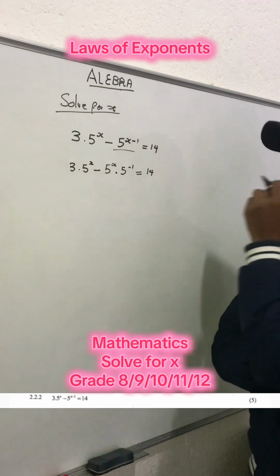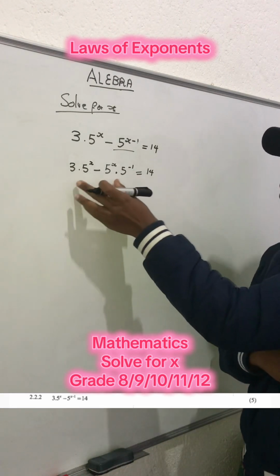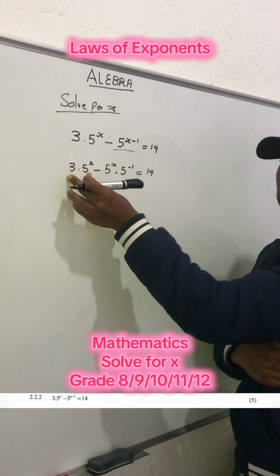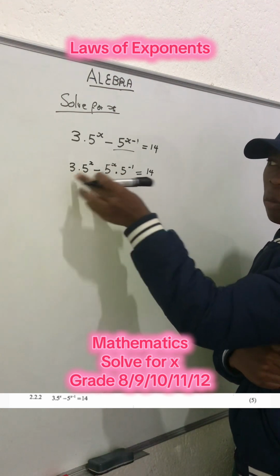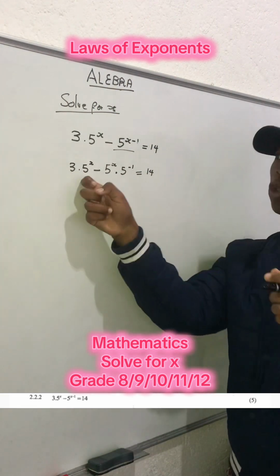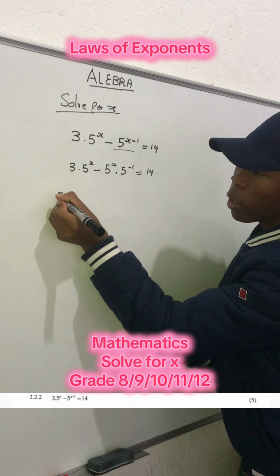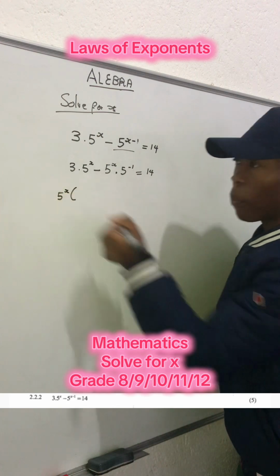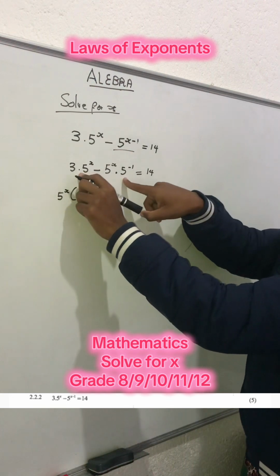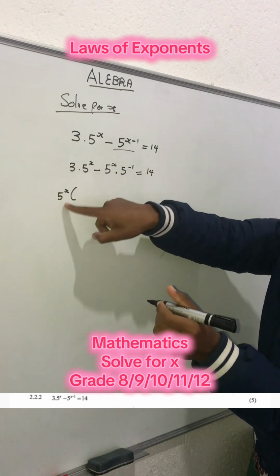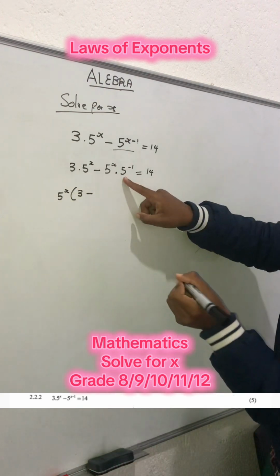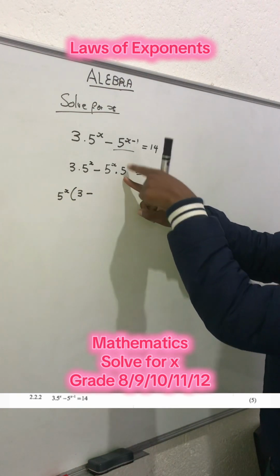Now what do we notice here? What we notice is that on this side and this side, there's a common factor. We know that this is one term and this is one term. There's a common factor that I see. And what is that common factor? That common factor is 5 to the power x. Now I take out 5 to the power x, I open a bracket because it's common on both terms. If I take out 5 to the power x, I'm going to be left with 3 this side minus this side. I'm going to be left with 5 to the power negative 1.